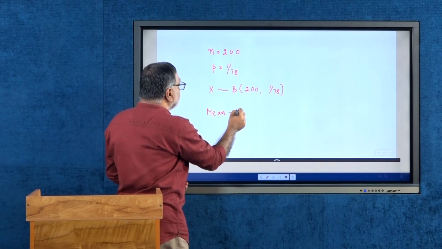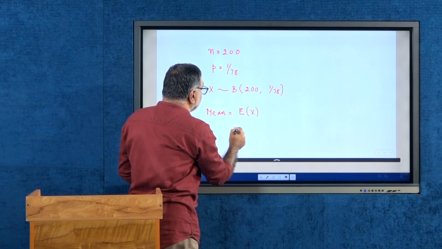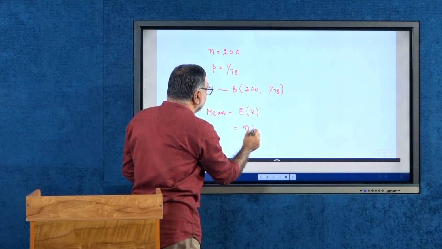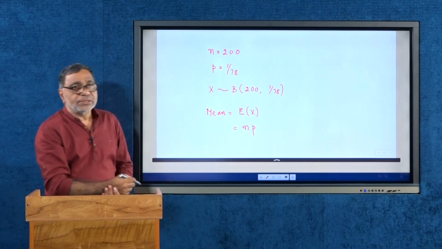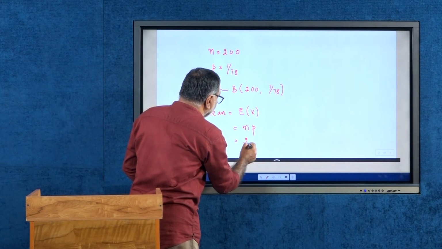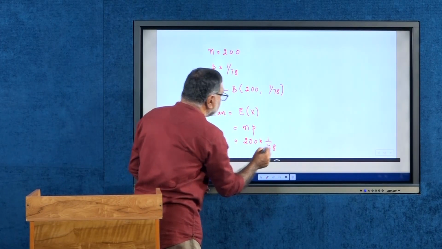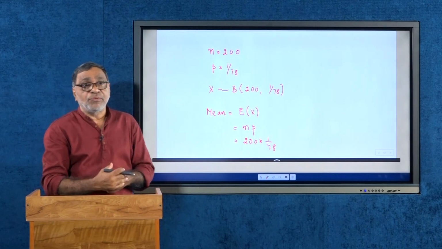Mean of x, we know it is our expectation of x, and for a binomial distribution we discuss the mean as the product of the parameters n and p, and that is 200 into 1 divided by 78. So, this is the mean of the random variable.